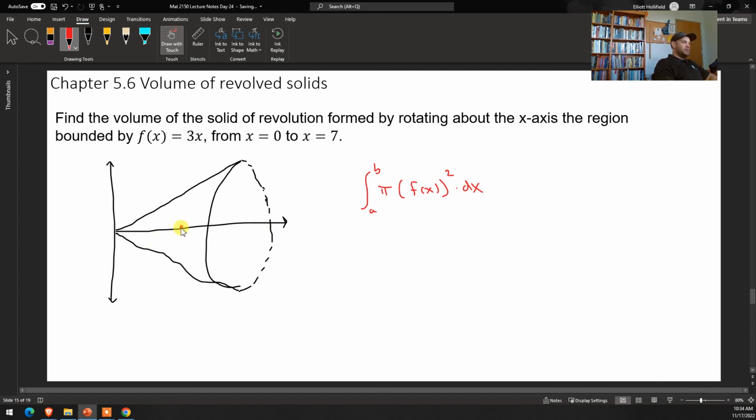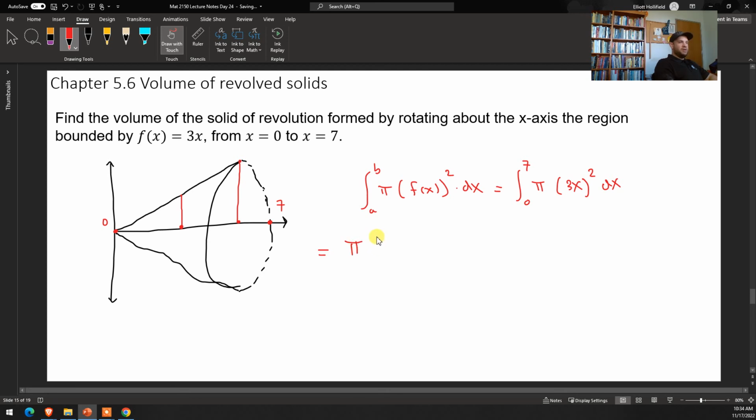Keep in mind the radius of each slice is given by the function itself. Here our function is 3x. Our a is 0 and our b is 7. So our integral becomes the integral from 0 to 7 of pi times 3x quantity squared, integrated with respect to x. Now we can evaluate.